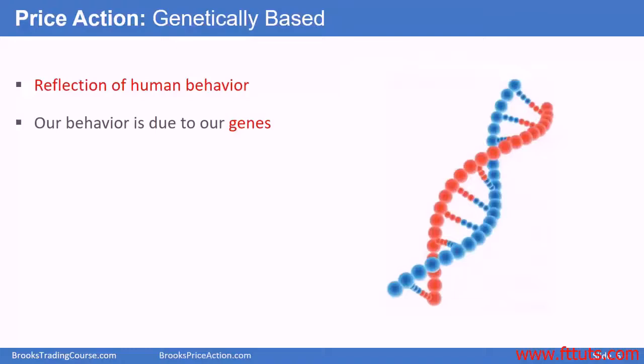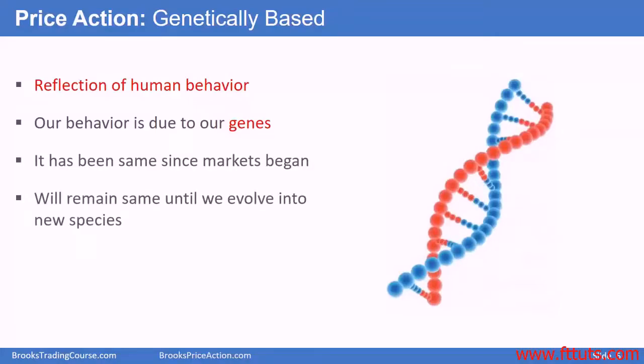Every now and then, someone asks me if the markets are different now from 30 years ago. And my thought about this is that all price action is genetically based. It's a reflection of rational human behavior, and that is due to our genes. And because that's the case, markets behave today the way they did 100 years ago, 1,000 years ago, and they will continue to behave the same way until we evolve into some kind of new species.